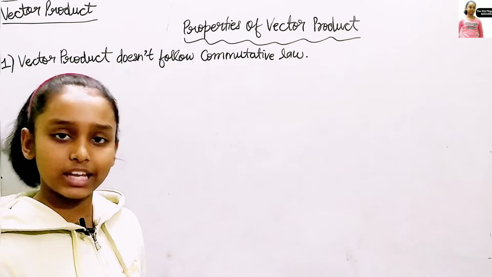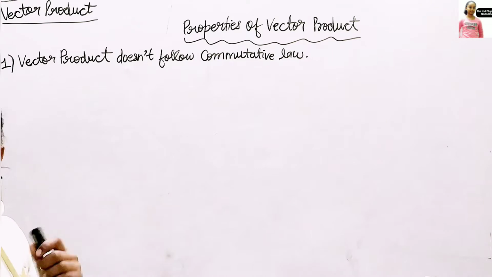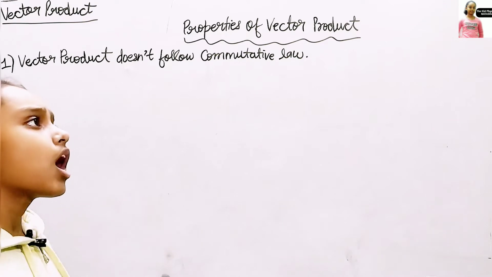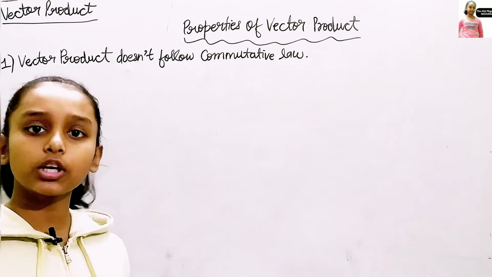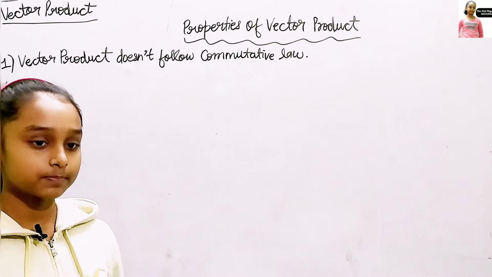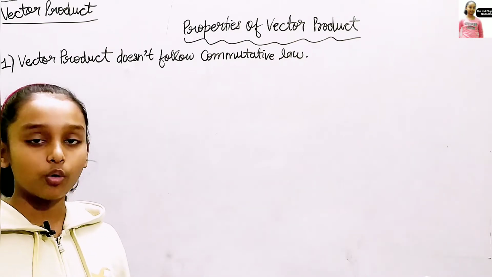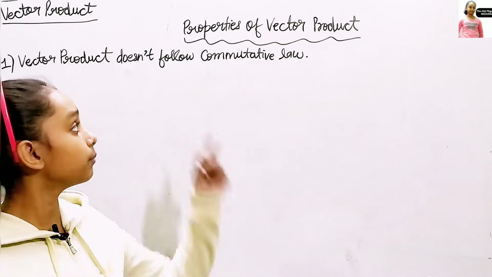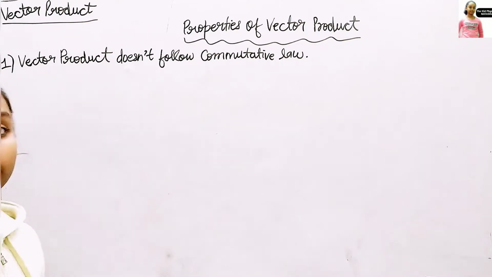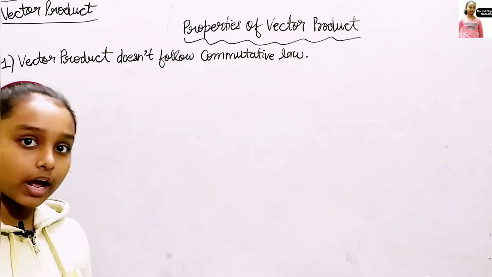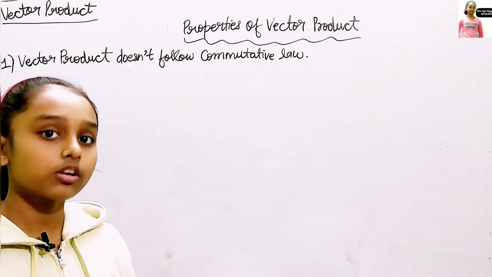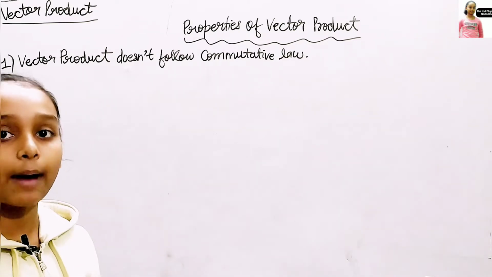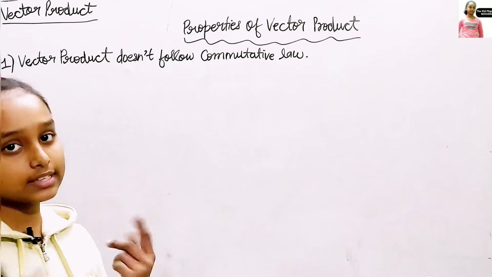What does it mean? First of all, let me ask you a question, then we will continue. Does vector product follow the commutative law? Yes or no? No. Actually, vector product doesn't follow the commutative law, and that statement is also written here. In dot product, the dot product obeys the commutative law, but the vector product doesn't. So, let's see through an example.